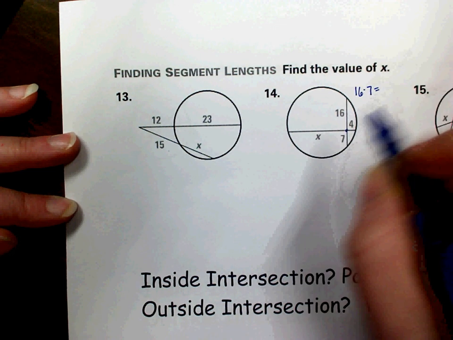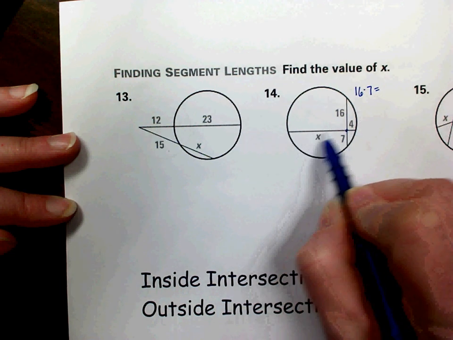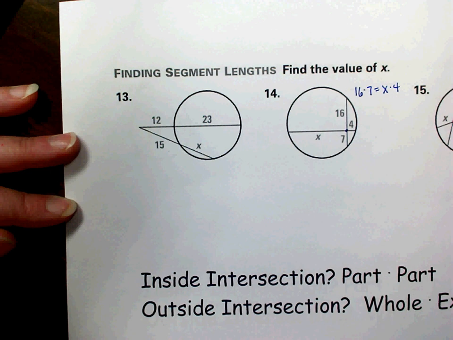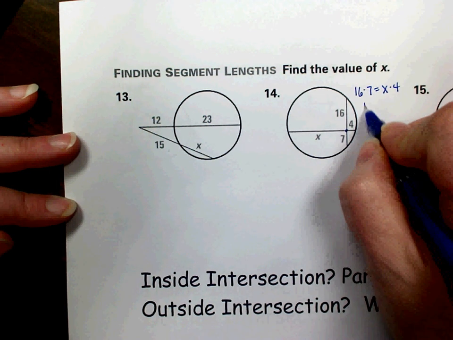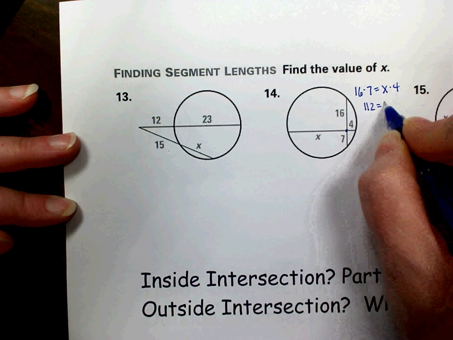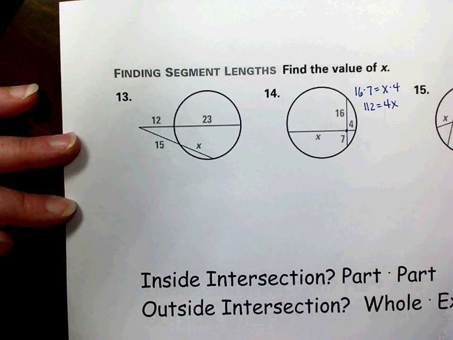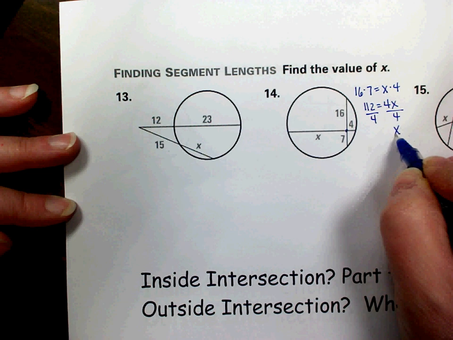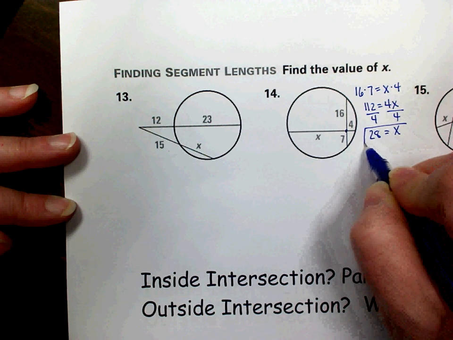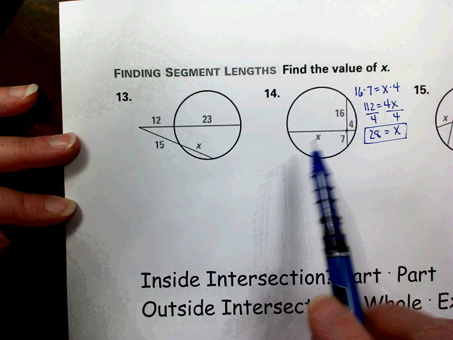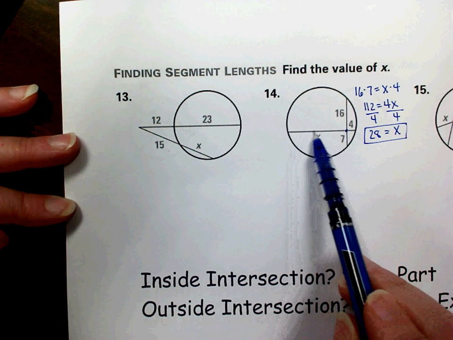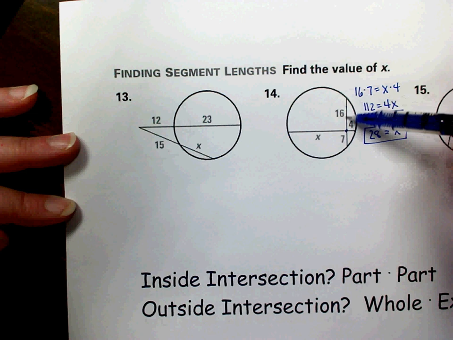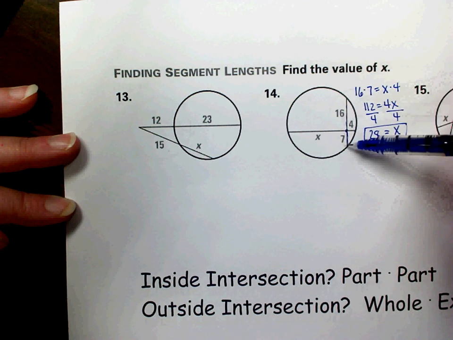And the parts of this chord are x and 4. So x times 4. 16 times 7 is 112. x times 4 is 4x. So we would divide both sides by 4 to get our x value to be 28. Again, if we were asked for the lengths of the chords, we would add 28 and 4 to get 32 for that chord, and 16 plus 7 to get 23 for that chord.